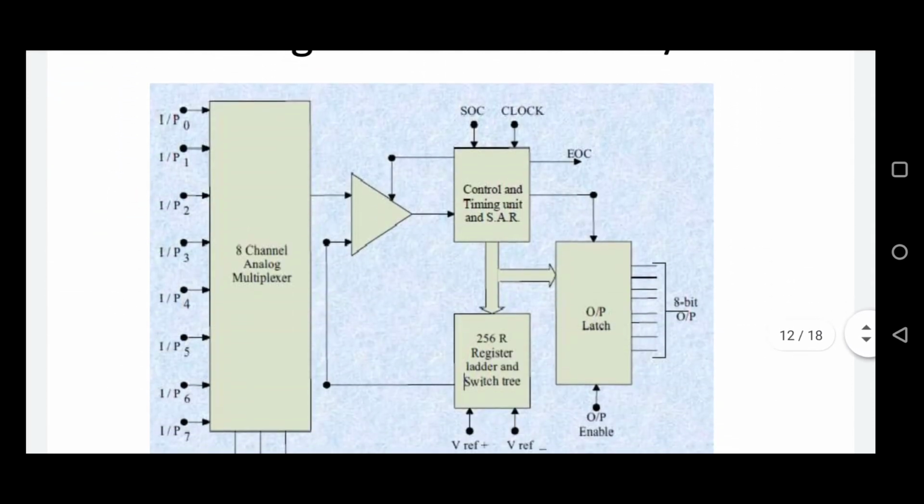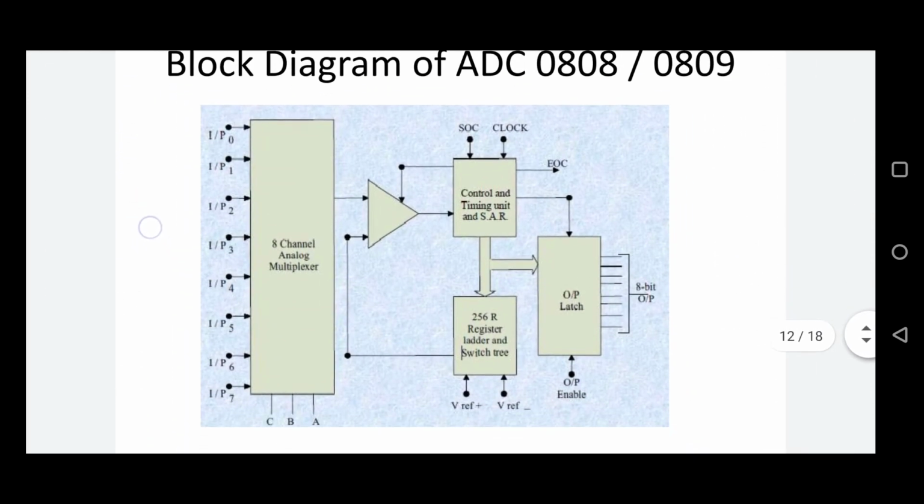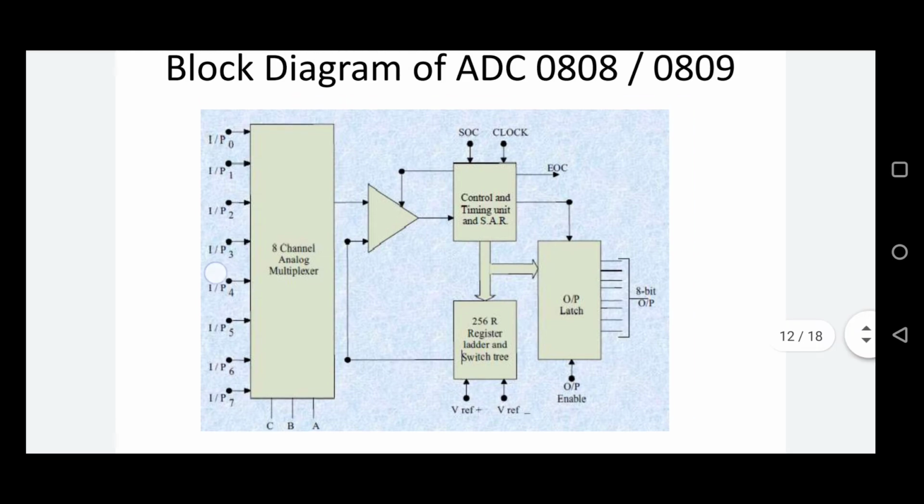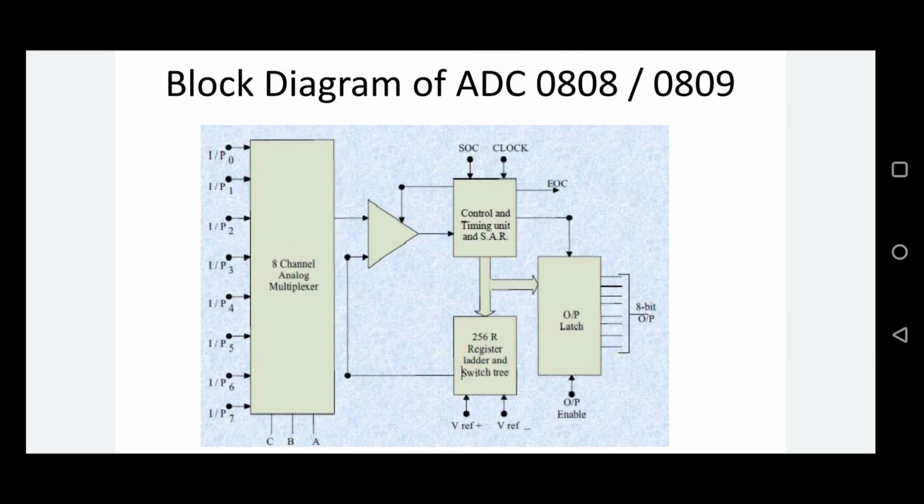And next we are going to discuss the block diagram of ADC 0808/0809. The first block is the multiplexer, that is an 8 channel analog multiplexer. Basically, what is a multiplexer? A multiplexer is nothing but many inputs and a single output. Here there are 8 inputs for the multiplexer, input 0 to input 7, and C, B, A are called the address input pins. The output is given to the amplifier.